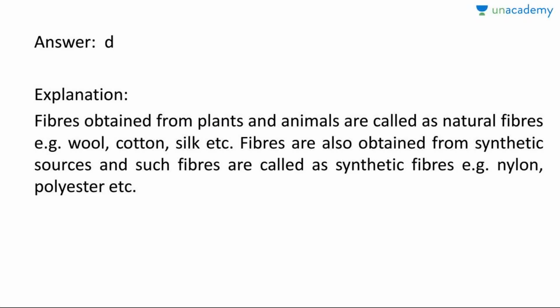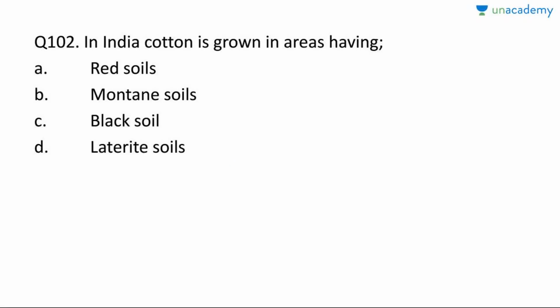So fibers obtained from plants and animals are called as natural fibers. For example, wool, cotton, silk, etc. Fibers are also obtained from synthetic sources, and such fibers are called as synthetic fibers. Example, nylon, polyester, etc. Question number 102.